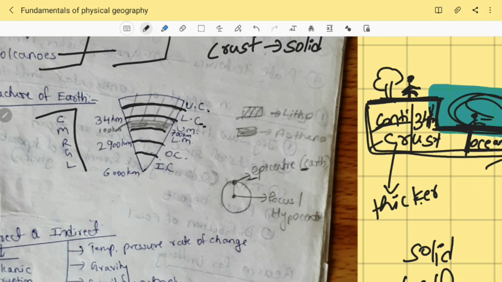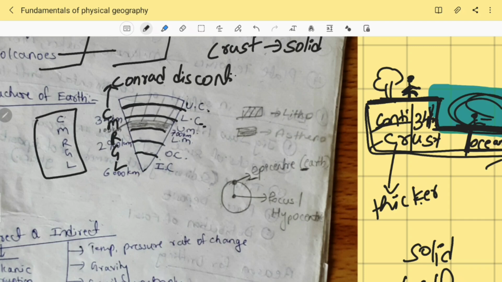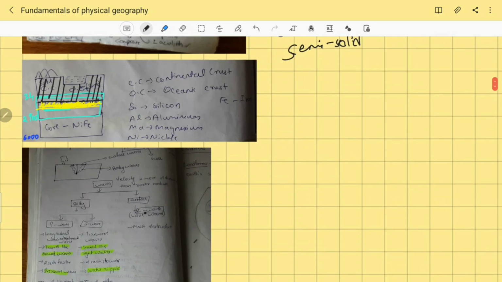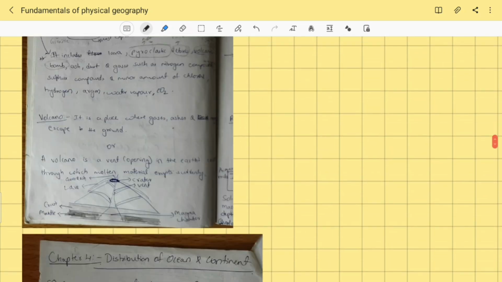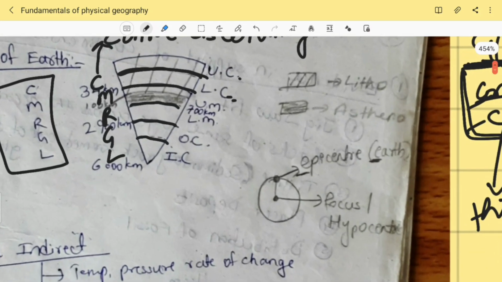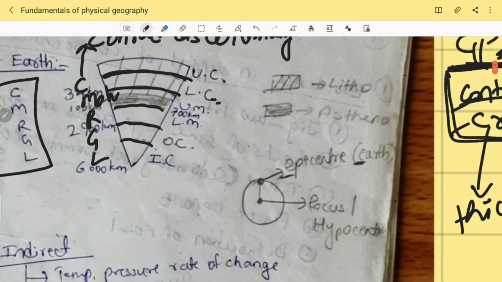I remember it as a mnemonic, you can say CMRGL. What does C stand for? They have given these names on the basis of the person who found them. C represents Conrad discontinuity. Just a minute, let me check if I have put that picture over here. No, I have not put it. I will just explain it here itself. M represents Moho.